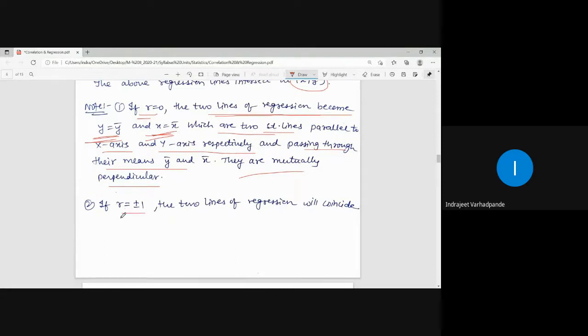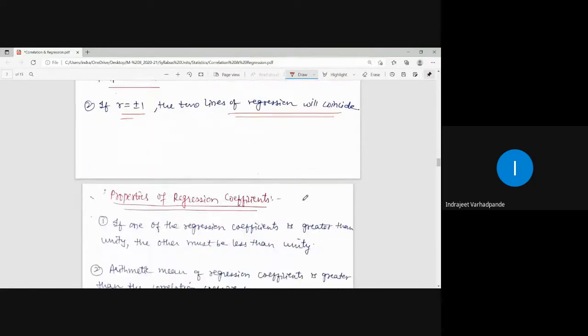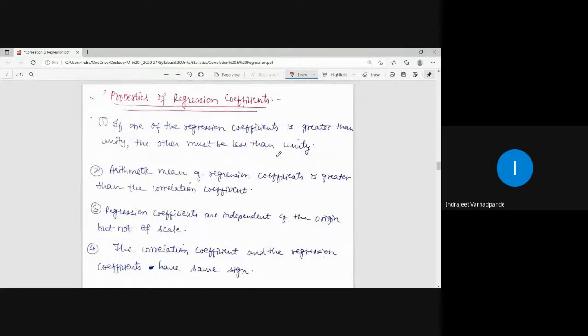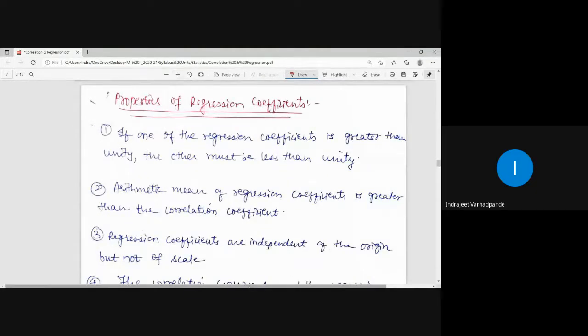When r is equal to plus or minus 1, the two lines of regression will coincide. R is equal to plus 1 or r is equal to minus 1. In that case, the two lines of regression will coincide with each other, meaning they will be one and the same line. These are the important points to be noted with regard to lines of regression. Now there are certain properties related to the regression coefficients.